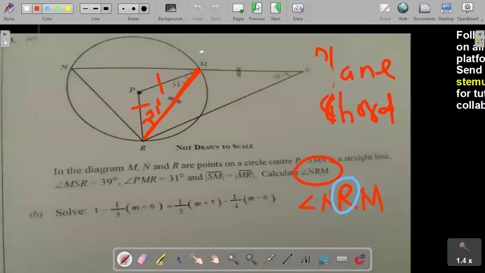triangle. So if that is 31, that means I can look for this small angle now by using sum of angles in a triangle to get angle P. Because if I can get angle P, I can get this angle here, which is angle at center is twice angle at circumference. Because the center is P now, you can see here our center is P. According to the question, let's get the angle at the center now.